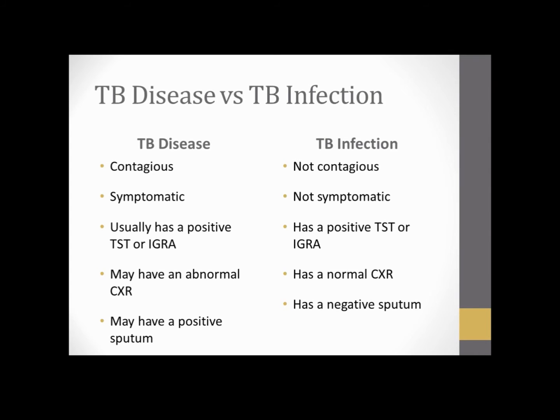So the difference between TB disease and TB infection. Someone who has disease is contagious, symptomatic, usually has a positive TST or IGRA, may have an abnormal chest X-ray, and may have a positive sputum. Those who have TB infection are not contagious, not symptomatic, have a positive TST or IGRA, have a normal chest X-ray, and have a negative sputum.